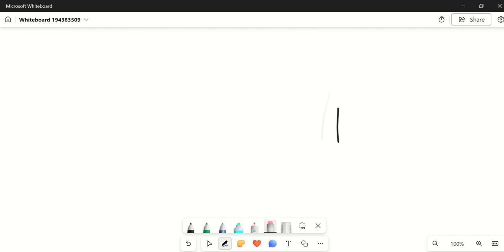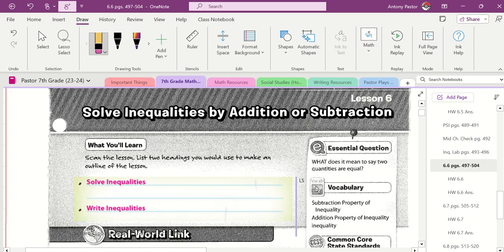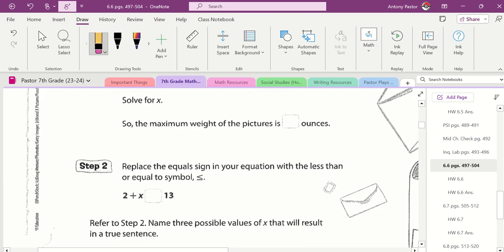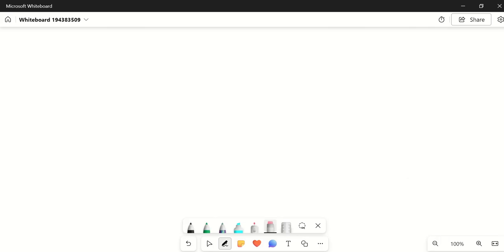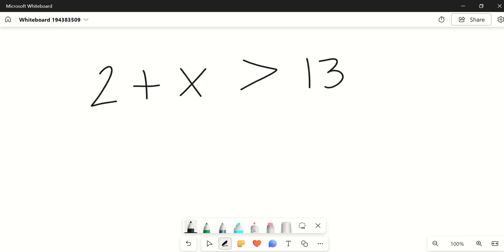For algebraic inequalities, you're looking at something like this. Here's an example. 2 plus x is greater than 13. This means that x has to equal a number that when you add 2 to it has to be greater than 13. Before you guys start guessing, you're wrong. Okay, let me show you how to solve this.